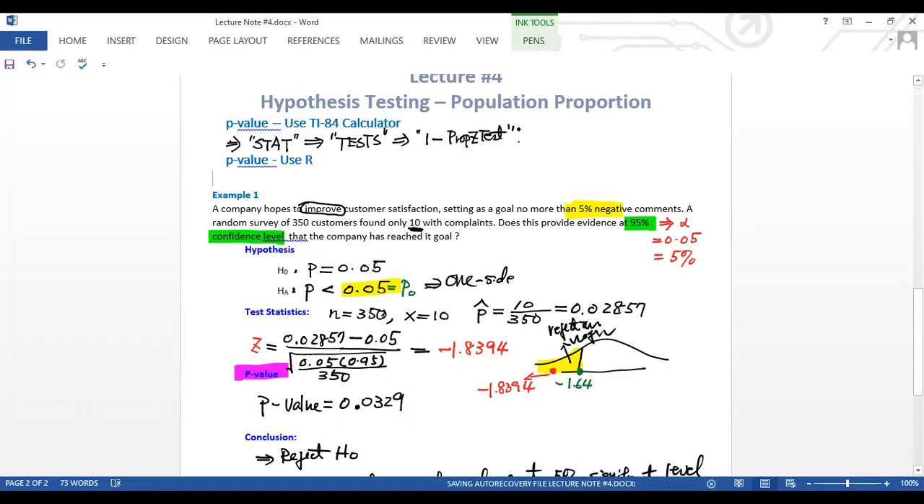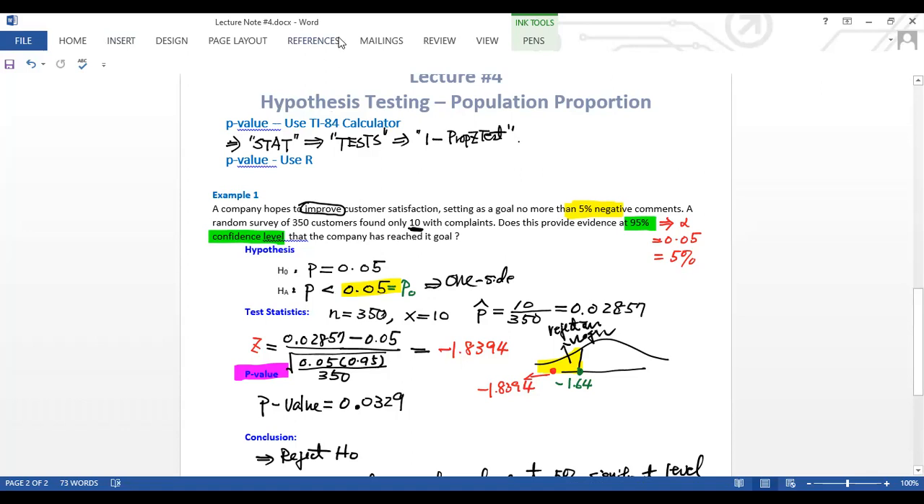Then you got all the information. They give you the test statistic, they give you the p-value, they give you the p-hat, and so you can make the decision. Also, they give you the choice to see if you want to do the one-sided test or two-sided test here. So that is how you use the TI-84 calculator. It's pretty handy, right? Now let's take a look at how you use R.